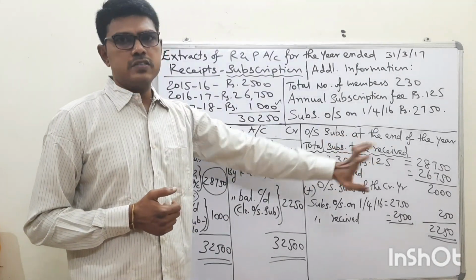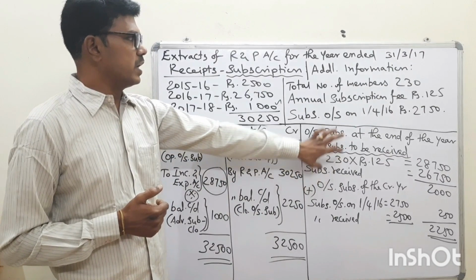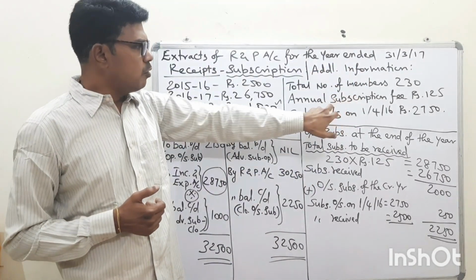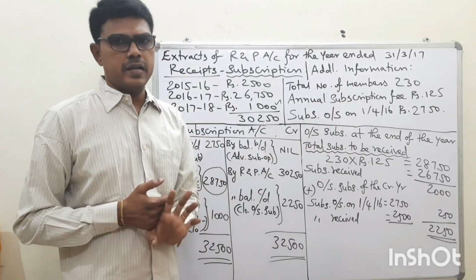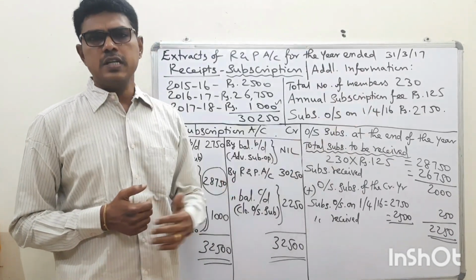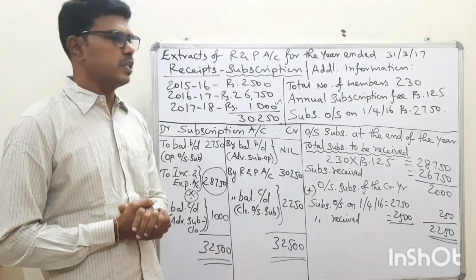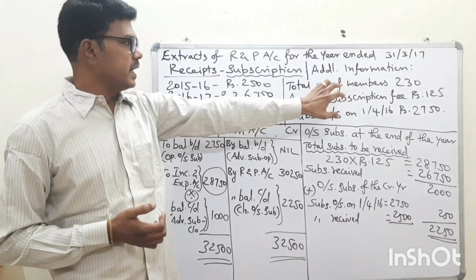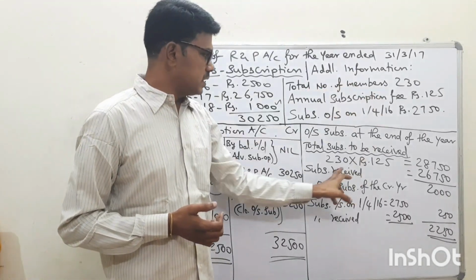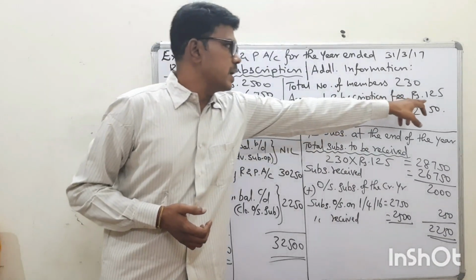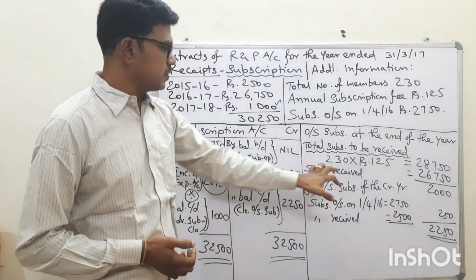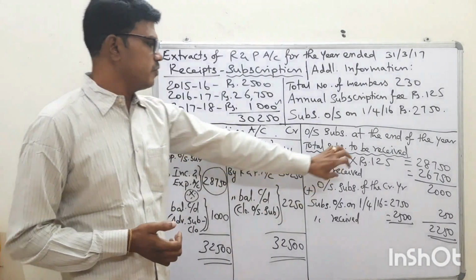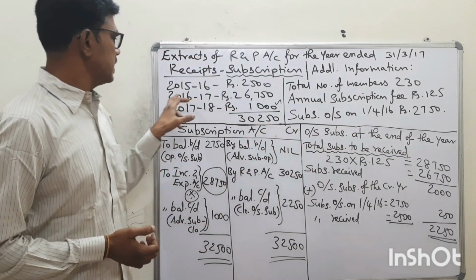Total, first we should know what is the total subscription to be received, as they have given some particulars about the total number of members and how much amount must be paid by each member, right? So that we can calculate the total subscription to be received from each member during the year. Total subscription to be received by the organization: total number of members 230, each member must pay 125 rupees as the subscription. So the total amount will be 28,750.